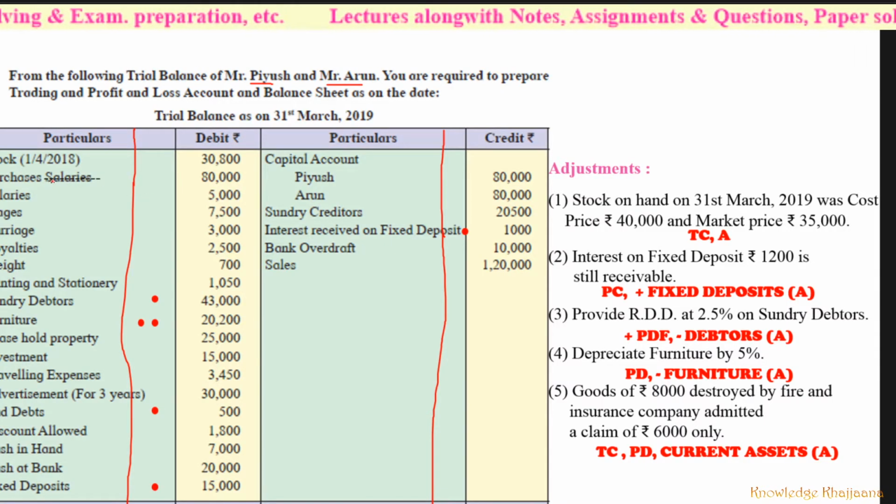One more addition you have to do over here. By mistake, they have typed the word salaries against the word purchases. So strike it out. Rub it out, because salaries are given here separately. So strike out the word salaries.